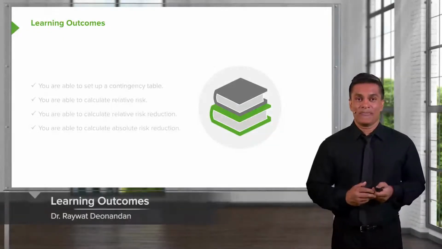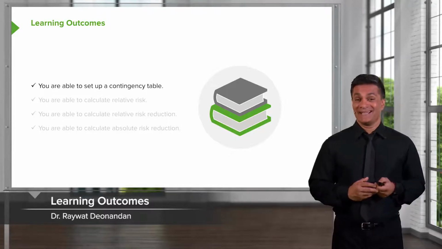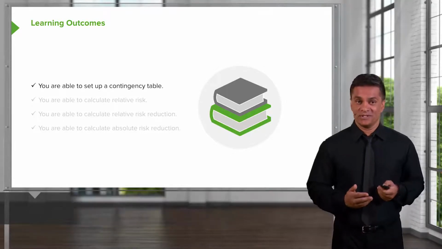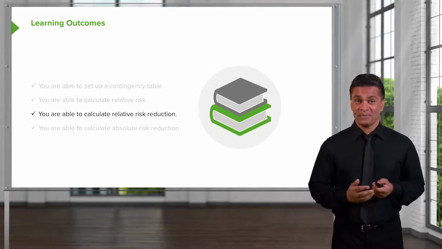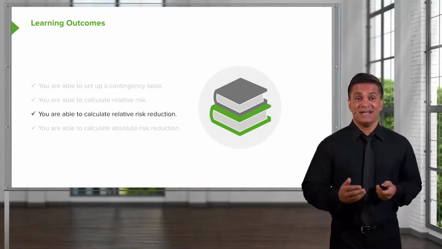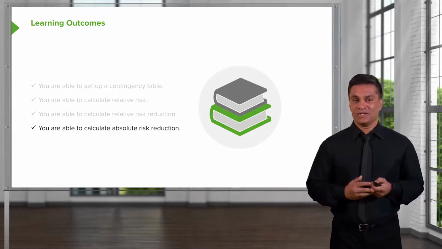So, what have we learned? Now you're able to set up a contingency table for computing measurements of risk, and you're able to compute relative risk. You're also able to compute a relative risk reduction and an absolute risk reduction.